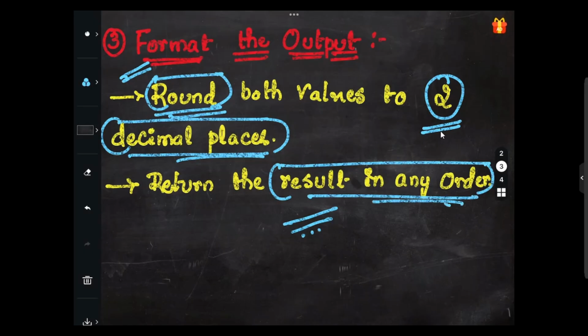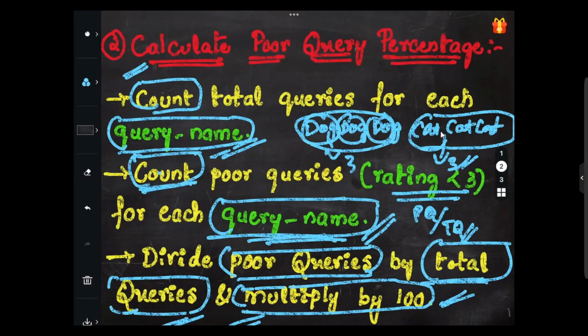Round both values to 2 decimal places. They have strictly asked in the question and we will return the result in any order. So here you would have already guessed we will be making use of the round keyword that is provided by SQL. So count and round we will be making use of. I hope the total approach is completely clear. Now let's try to implement the same thing in the form of a query. Let's start writing the query.